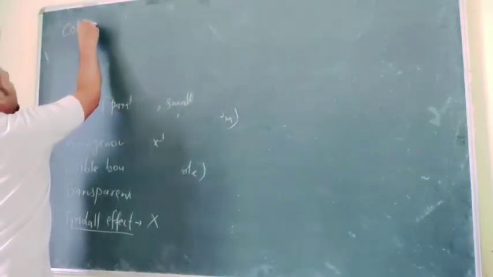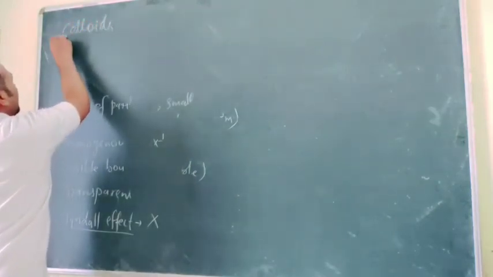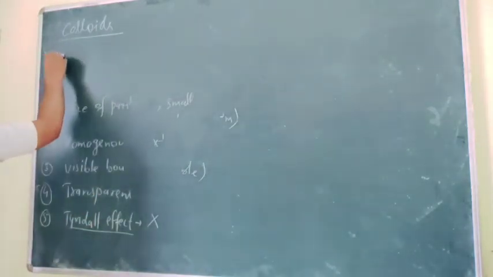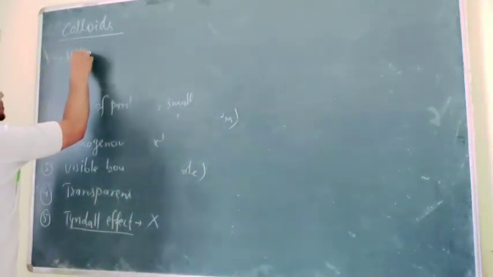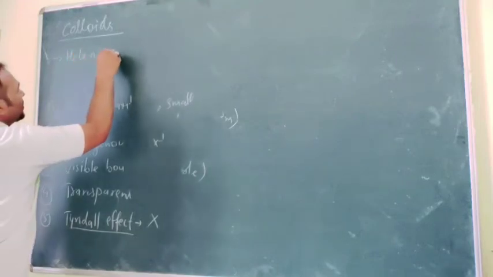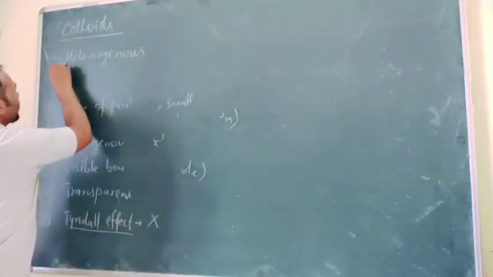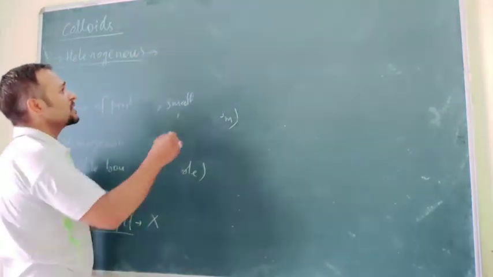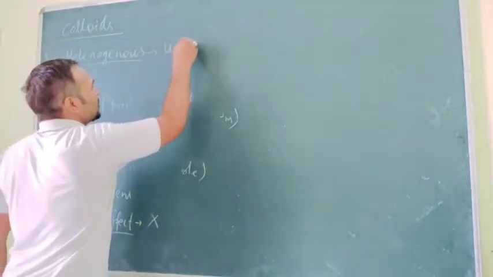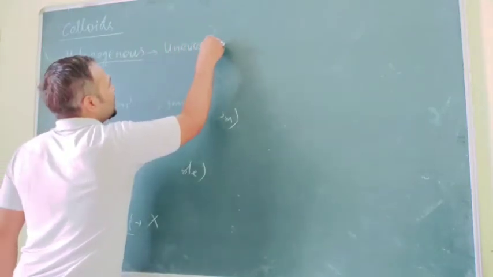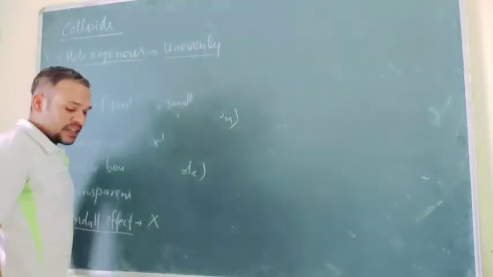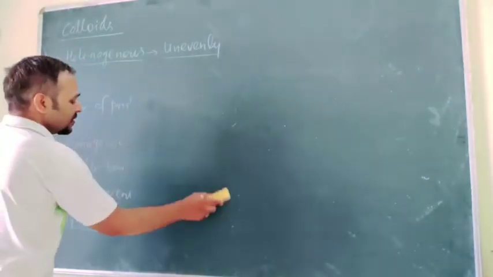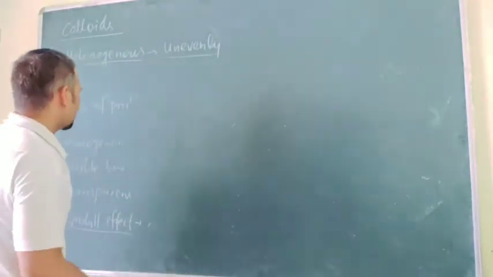Colloids. What are colloids? Colloids are also a mixture, but they are a heterogeneous mixture. What does heterogeneous mean? That means the components of the mixture are unevenly distributed throughout the mixture.